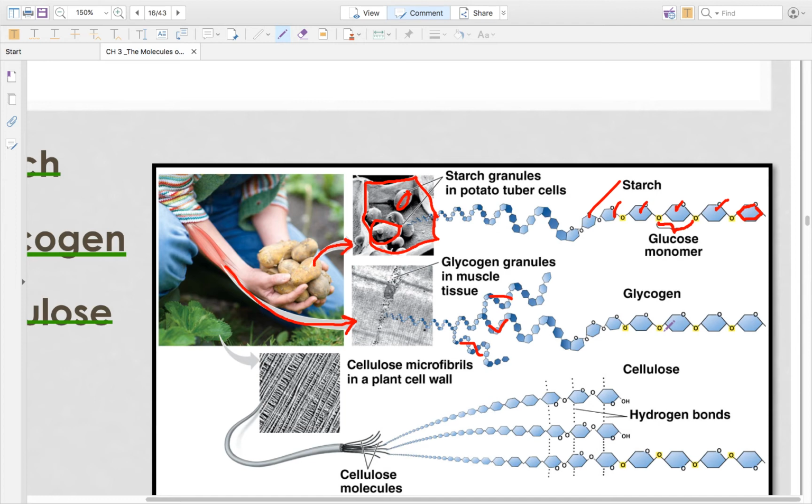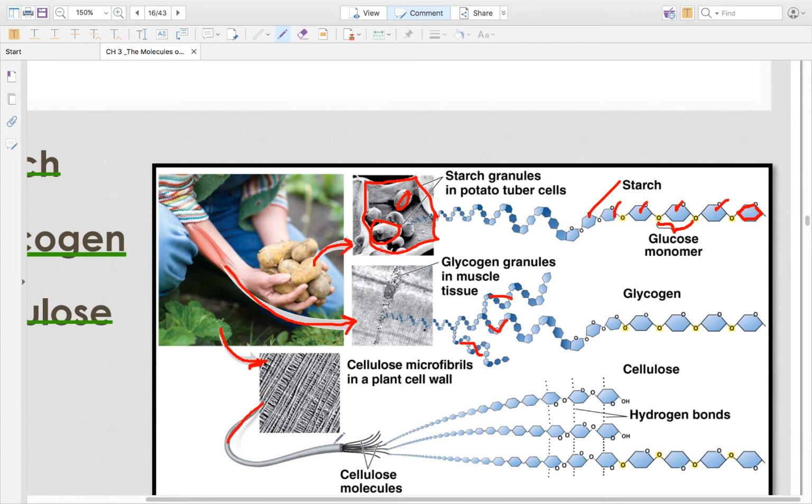You can find it in every single human muscle and the human liver. And actually all animals store glucose in this manner. Okay, next, cellulose. So here we have a leaf or some kind of plant, and the arrow is zoomed out on that, and then it breaks down cellulose for you.